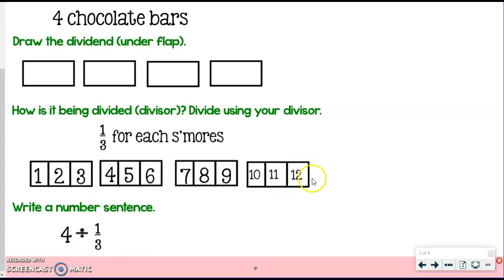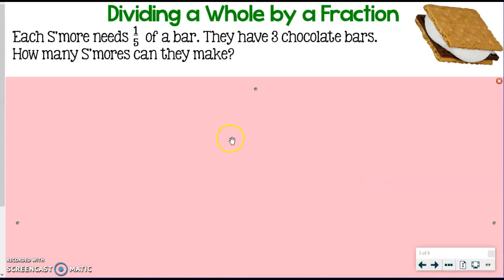So this would be the model that explains the answer for this problem, 4 divided by 1/3. If you're not sure, feel free to go back, but I'm going to try another example. Let's look at this next one.